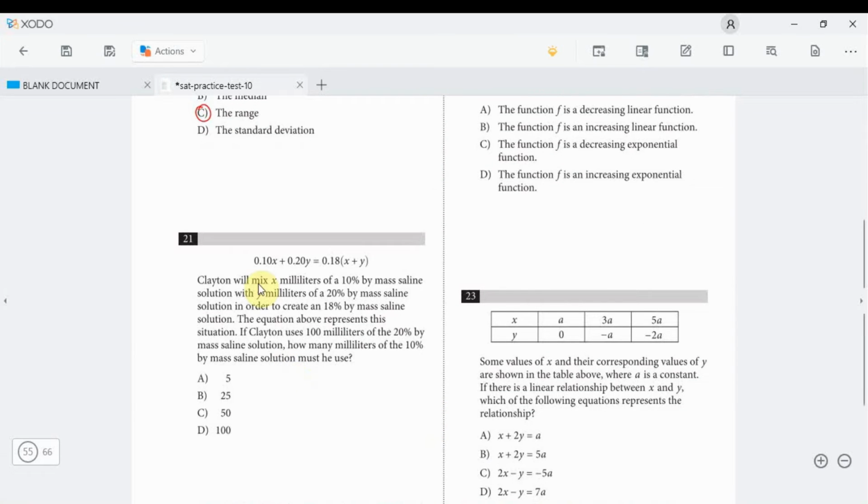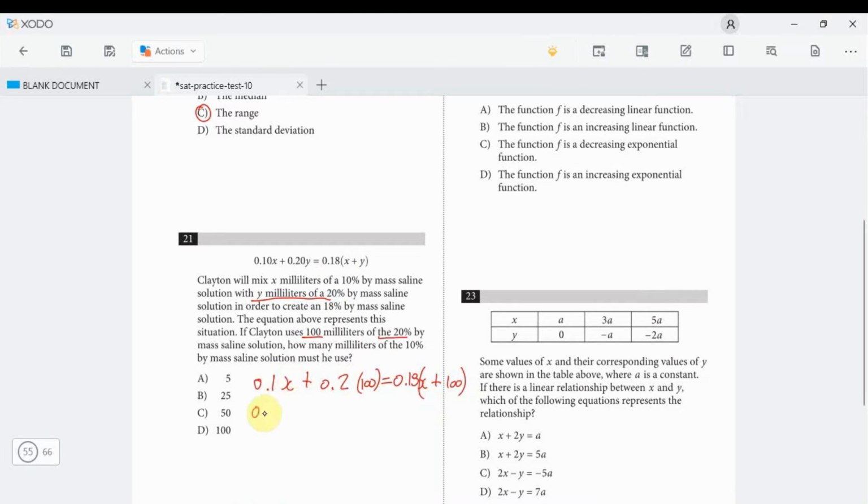Number 21. It says Clayton will mix X milliliters of 10% mass saline solution and Y milliliters of 20% mass saline solution in order to create an 18% mass saline solution. The equation above represents this situation. If Clayton uses 100 milliliters of the 20% mass saline, which is Y, plug in Y as 100, find X. That's all they're asking. So 0.1x plus 0.2 times Y, which is 100, equals 0.18 times x plus Y, which is 100.